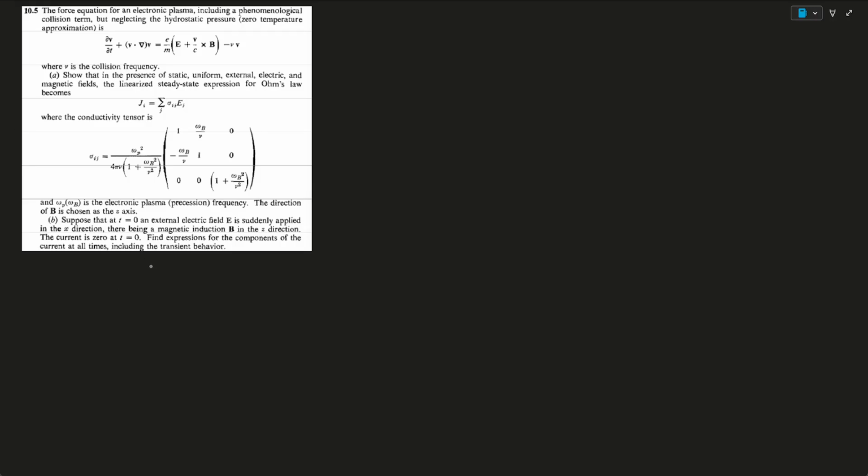And omega_p is the electronic plasma precession frequency. The direction of B is chosen as the z-axis. Wonderful. Let's begin.